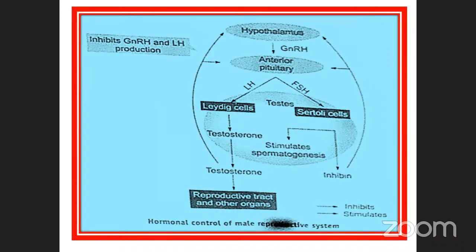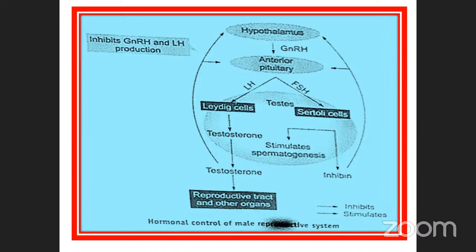It will inhibit and control these hormones. Which one? GnRH or LH. This is one pathway. Okay, another pathway: the Leydig cell produces testosterone. The testosterone also enters the reproductive tract and other organs.